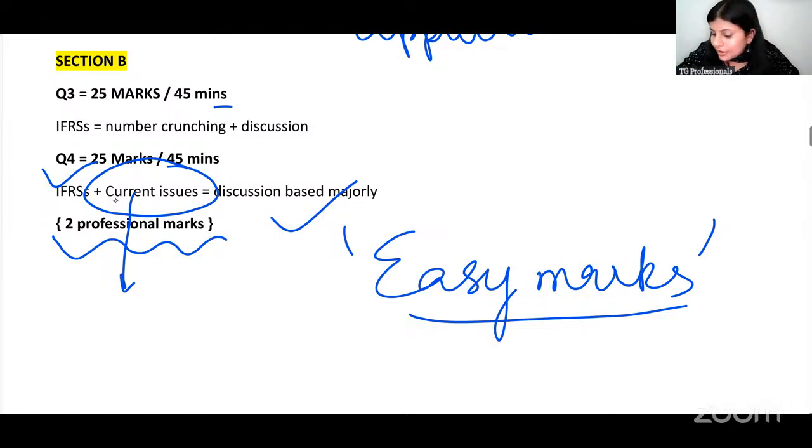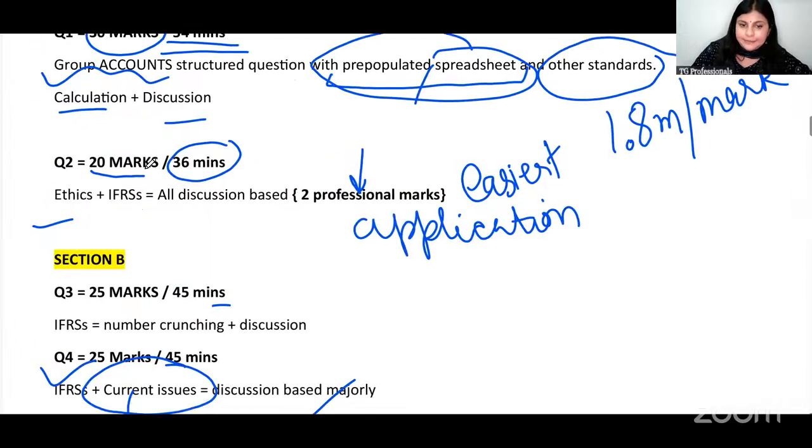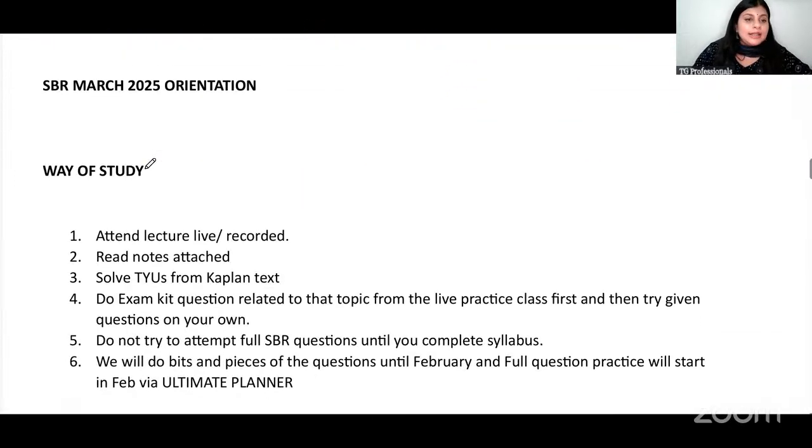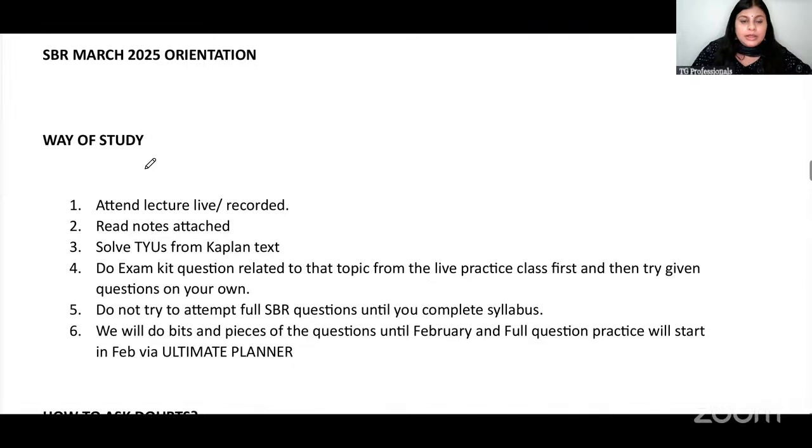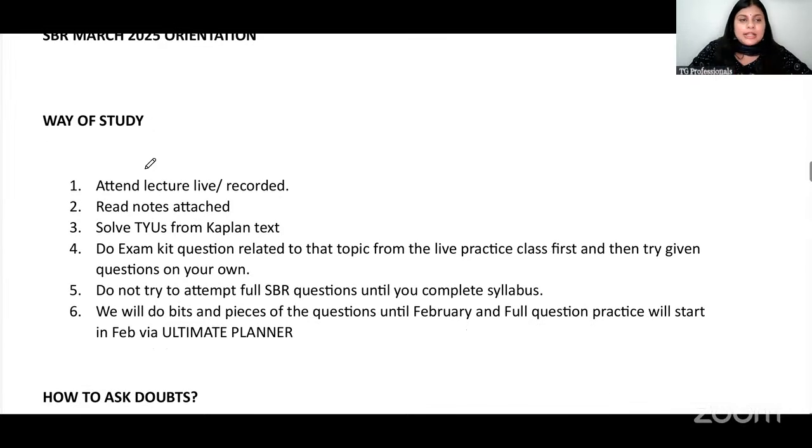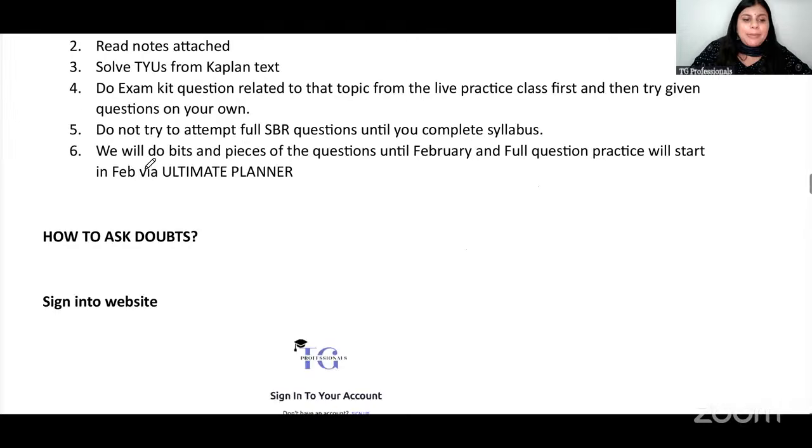So this is our format of the exam. Section A, question 1, question 2. Section B, question 3, question 4. Section B is more difficult and section A is easier. So start with section A from the very first question, end your paper with question number 4. Sorted? So this is what our format of exam looks like. Of course, I'll be sharing this PDF with you. Now, see, I'll just explain you the planner first of all.